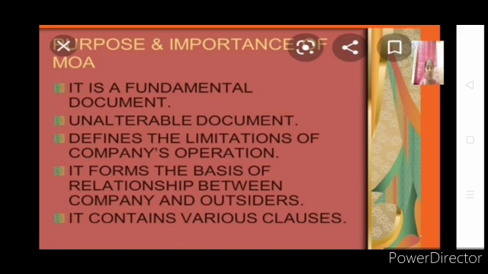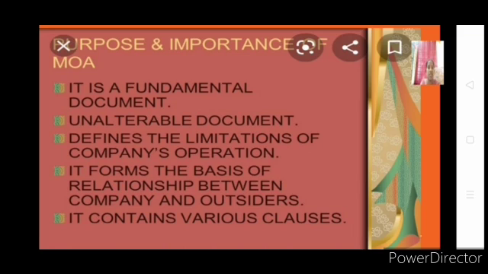So if someone is appointed as an MD of an organization and wants to do something, he has to initially refer to the company's memorandum of association, so that he can learn what he can do as an MD, what he should not, and in what operations the business can be involved and not. It forms the basis of the relationship between the company and outsiders. The document says how you have to behave with external people, the stakeholders, that is your customers, investors, everyone. And next, it contains various clauses.